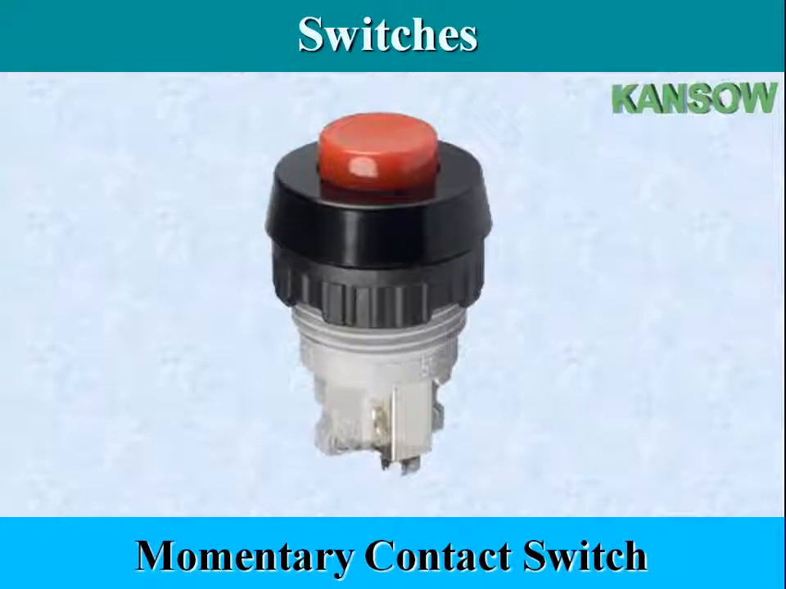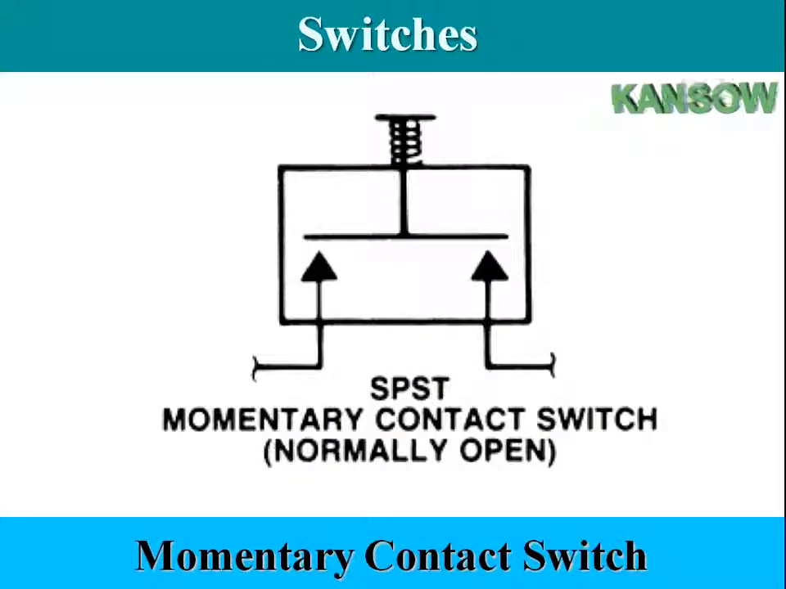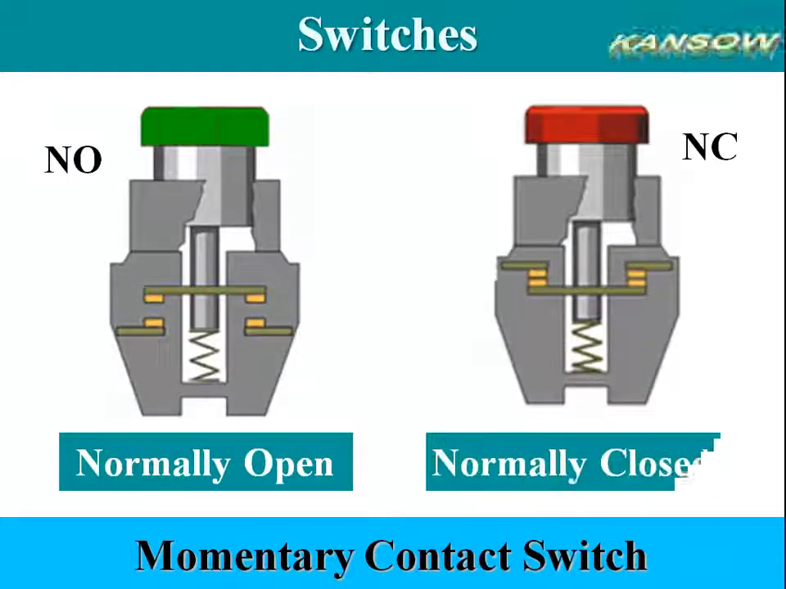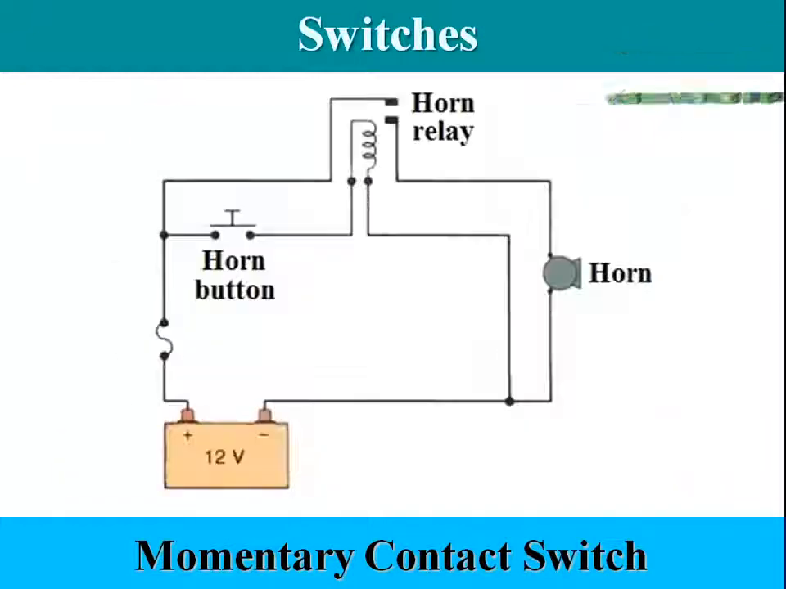The momentary contact switch has a spring-loaded contact that keeps it from making the circuit except when pressure is applied to the button. This is a normally open type. A horn switch is a good example of a momentary contact switch. Push the horn button and the horn sounds, release the button and the horn stops.